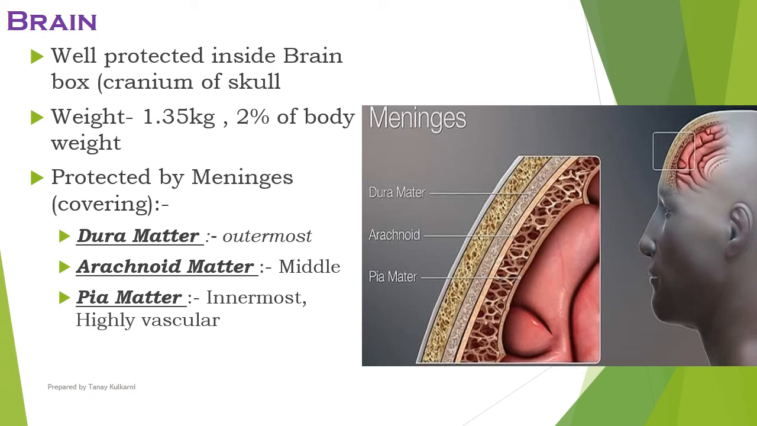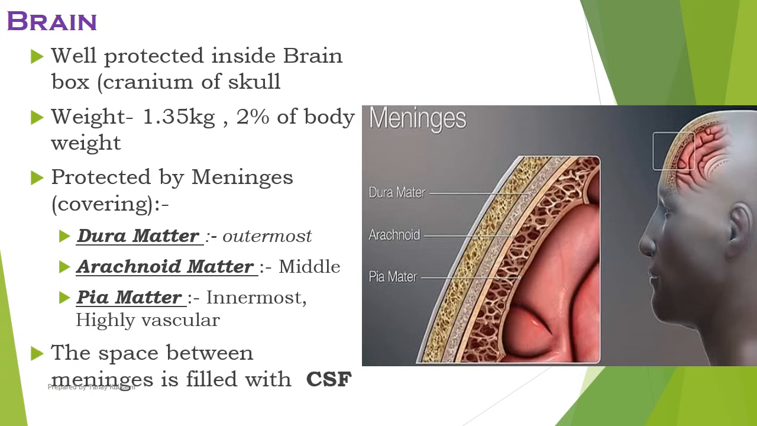And above all these meninges we have the skull, right? Now there is a fluid present between this space, and this fluid is called CSF, which stands for cerebrospinal fluid. This fluid acts like a shock absorber and also provides nourishment to the brain along with oxygen. A swelling of these meninges is called meningitis. Okay, we'll go ahead and discuss the different parts of the brain.